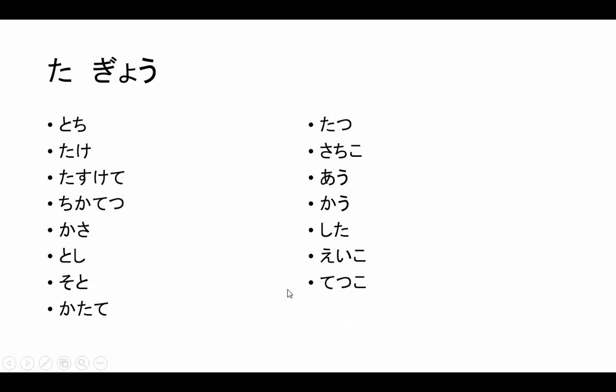Okay, Ta-gyo practice. Tochi, take, tasukete. You'll notice that in certain combinations, S sounds in particular sometimes lose their vowel a little bit when paired with K's and T's. S sounds followed by hard consonants. Sometimes the U or the E disappears a little bit. It's still sort of there, but not fully. So, tasukete. Instead of tasukete, it's tasukete. Okay?